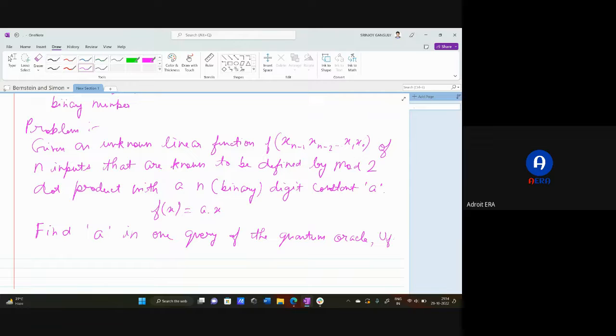Okay, find a in one query of the quantum oracle. Now let us start doing our analysis for the Bernstein-Vazirani. It's a very short algorithm. It's not very large actually. So let us start doing the analysis.